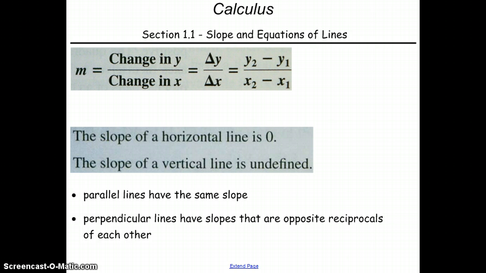So, in this first section, like I had mentioned in class, one of the big ideas of calculus is the idea of a derivative. A derivative is really just the slope of a line. And so, yes, this is Algebra 1 material, but it's really important for calculus. So, we're talking about it again.